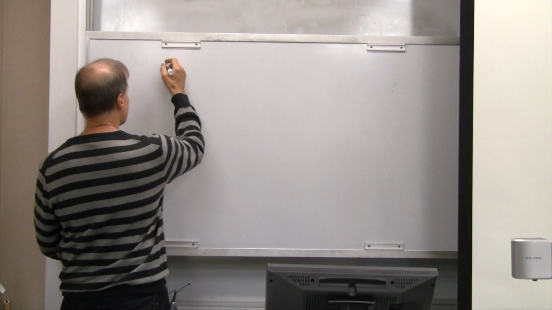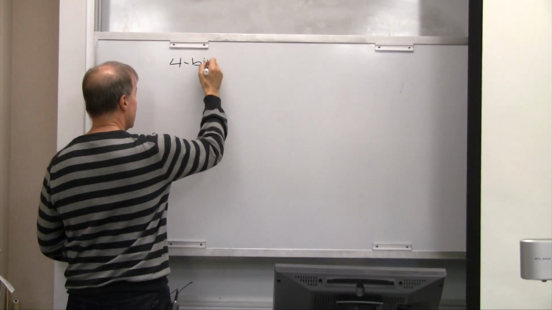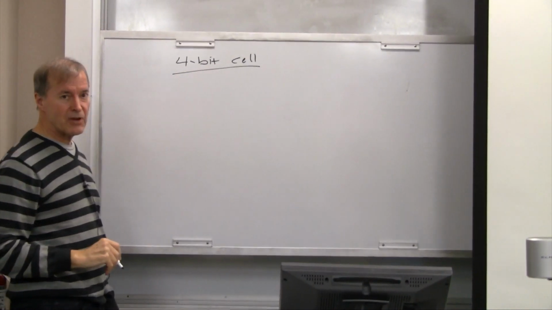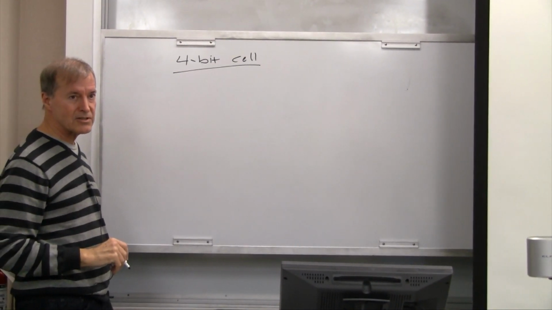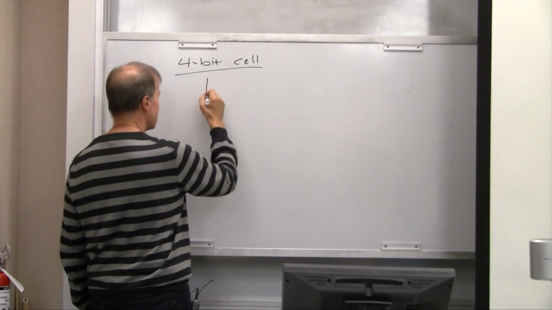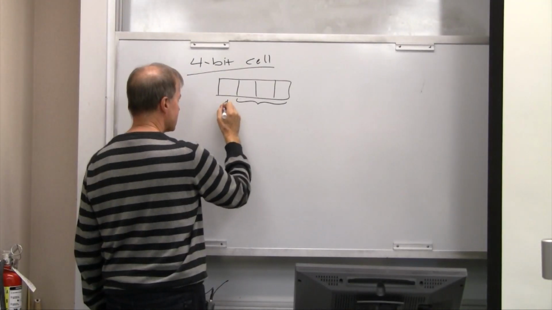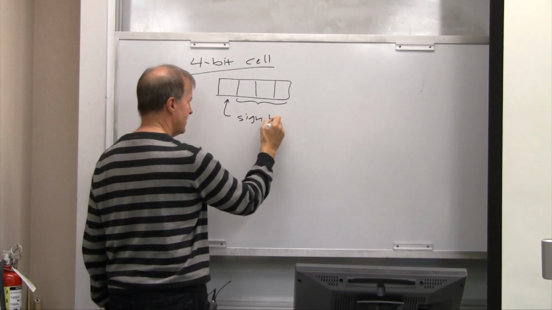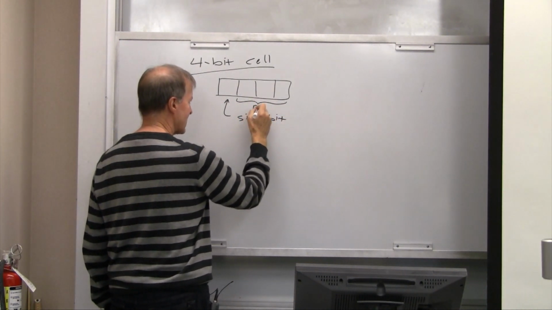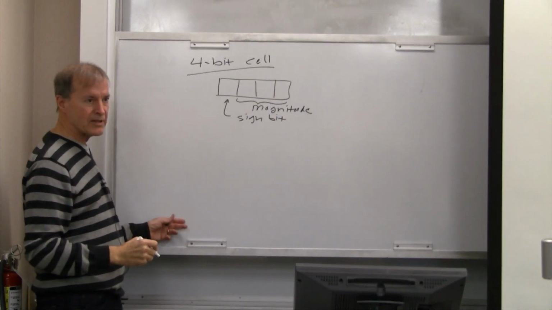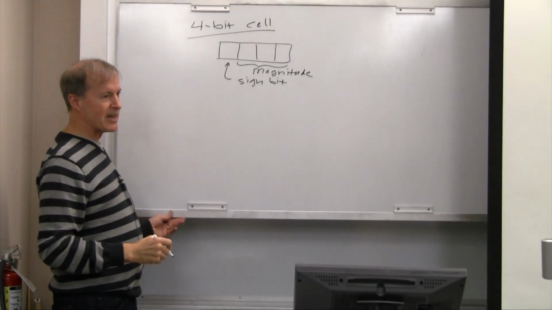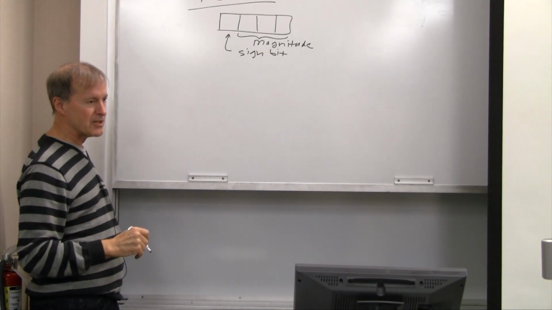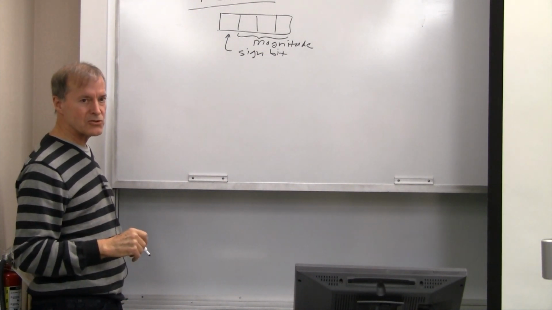Now, let's suppose we have a 4-bit cell. If you have a 4-bit cell, it's going to look like this. This bit right here will be the sign bit, and the rest of this is the magnitude. Okay, are you with me? So 4 bits. So let's do a few little computations on how signed integers would be stored.